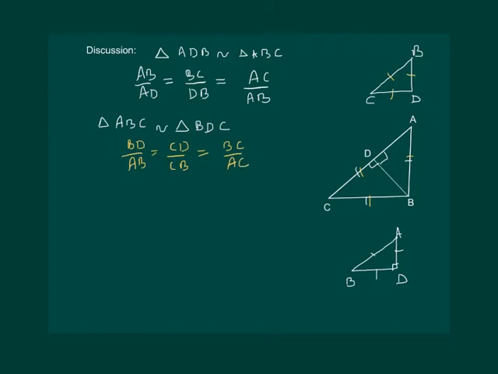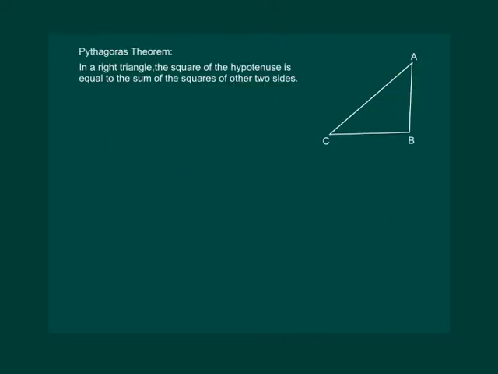We shall use these ratios according to the requirement of the question. Now we come to the Pythagoras theorem. It states that in a right triangle, the square of the hypotenuse is equal to the sum of the squares of the other two sides. So let us prove it using the previous theorem that we have proved.